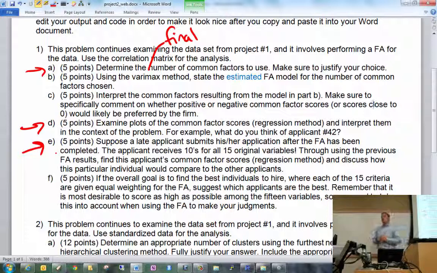If you remember with principal component analysis, what you would do is simply create a data frame with the 10s in there, and then use the predict function to find what the principal component scores would be. The predict function doesn't work with the results from fact-anal. So how would you find the common factor scores? Use the matrix algebra formulas, exactly. So that's what you're going to need to do.